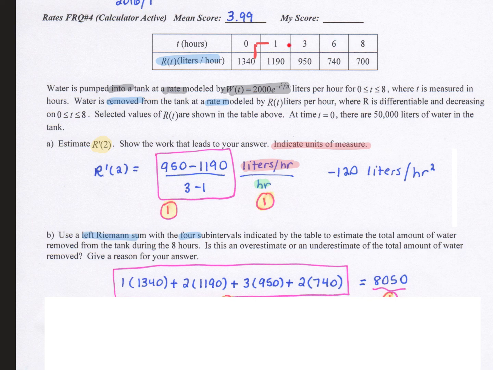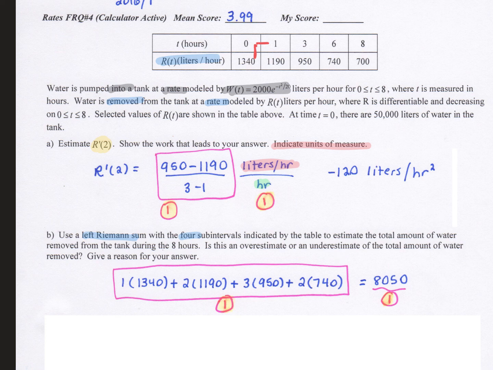So it's just the difference in the interval times the height that's given on the left, because this is a left Riemann sum. Simplifying that, calling that 8050 is optional. You get a point for a correct left Riemann sum here, and a point for that correct answer. If you don't give this answer, then what I have boxed is going to earn you both of these points.